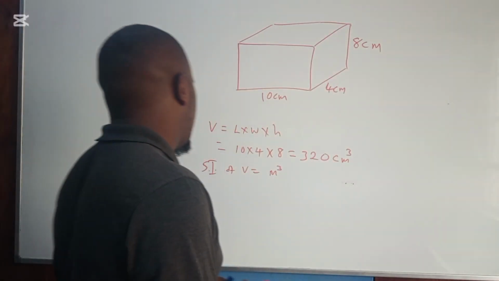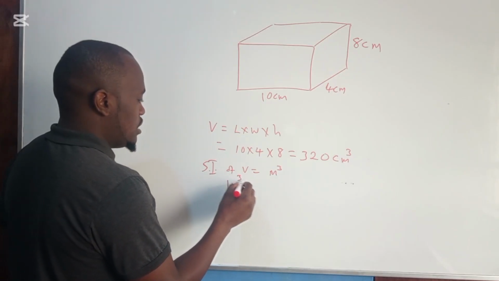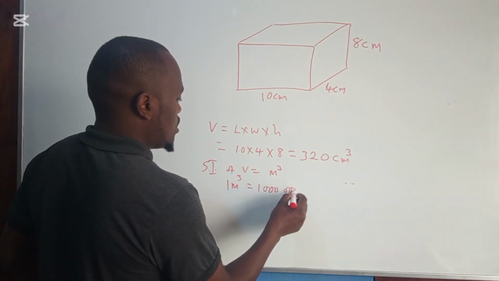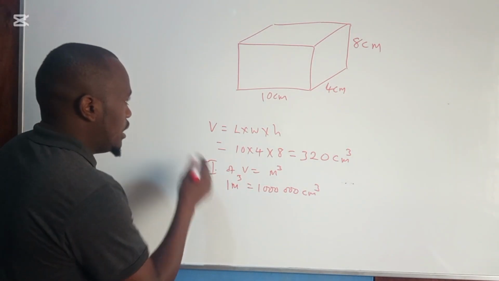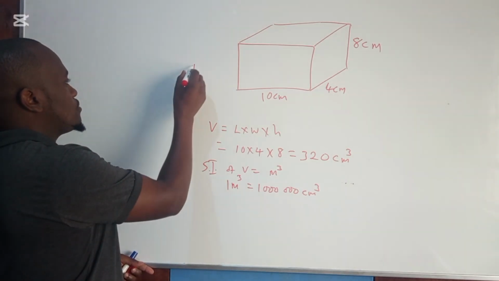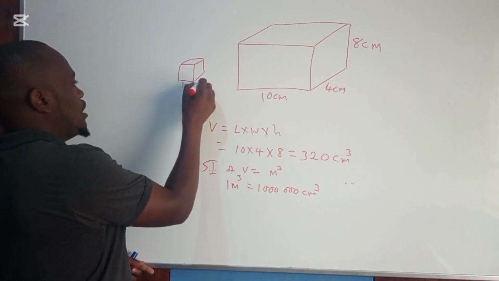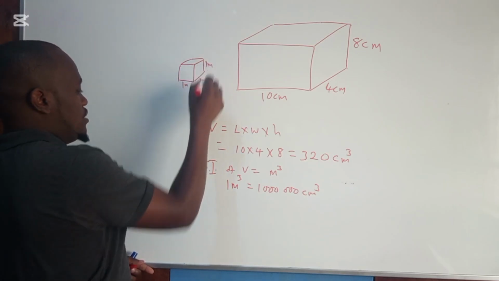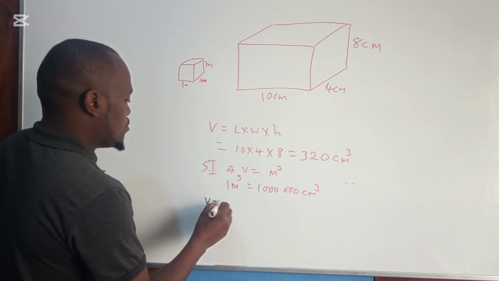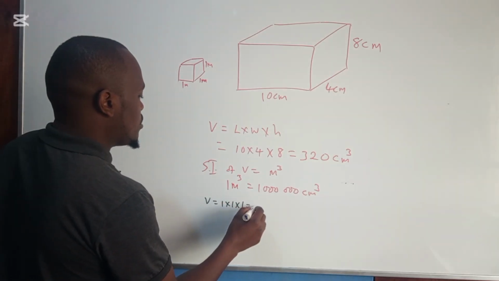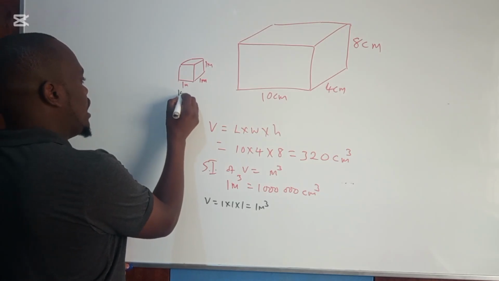So how do you know that 1 meter cubic is equal to 1 million centimeter cubic? I have told you this, but I do not want you to cram this figure. Just note that if you had a cube that was 1 meter, 1 meter, and 1 meter, the volume would have been 1 times 1 times 1, 1 meter cubic. However, convert this into centimeters. 1 meter is 100 centimeters.